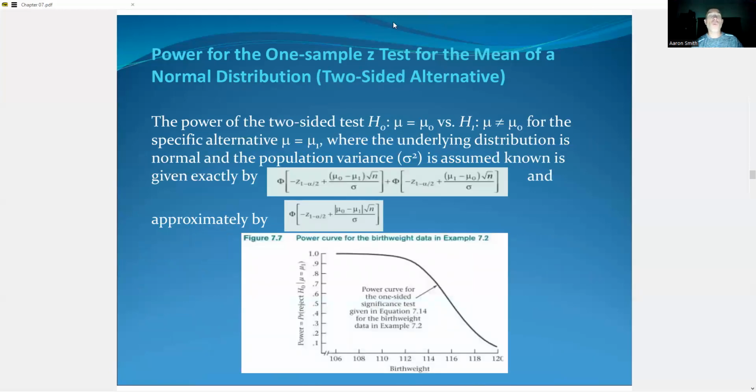Now, the power for the one sample z-test for the mean of a normal distribution, two-sided alternative. The power of the two-sided test, mu is equal to mu naught versus mu does not equal mu naught, for the specific alternative mu equals this other value that we don't know, where the underlying distribution is normal and the population variance is assumed known, is given exactly by this calculation and approximated by this.